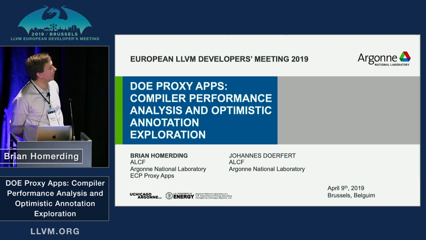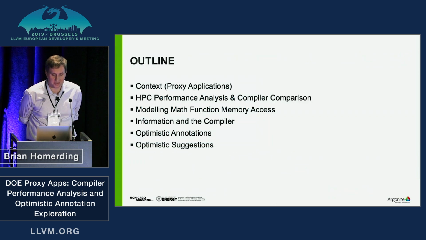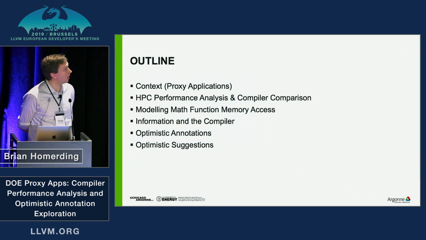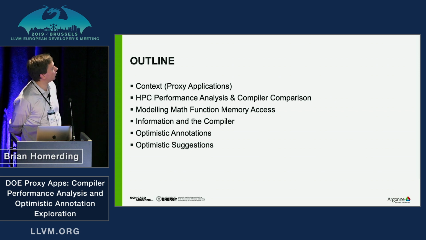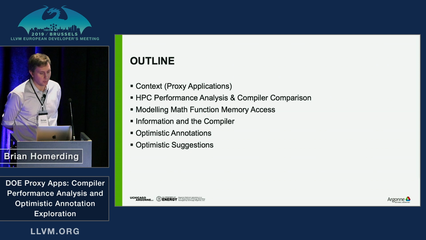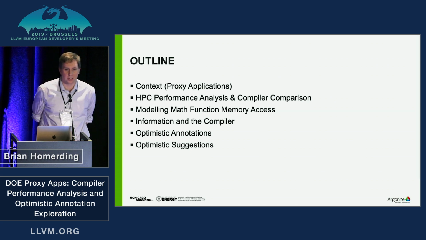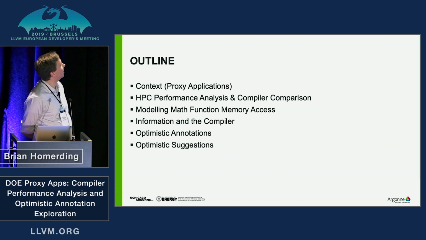I want to talk to you about some performance analysis I've been doing on the US Department of Energy proxy applications and subsequently our Optimism Annotation exploration tool. To provide some context for the talk, I'll give a brief overview of what proxy applications are, what we use them for, the HPC performance analysis that we do, and how we tie that into doing compiler comparison to study how well Clang is performing compared to ICC and GCC.